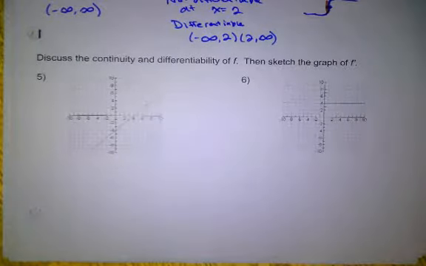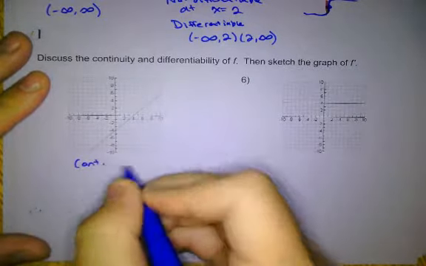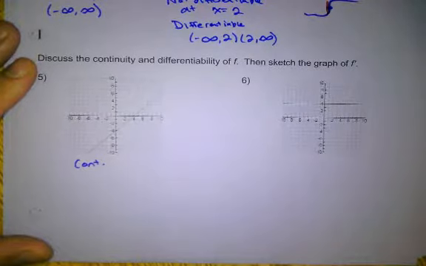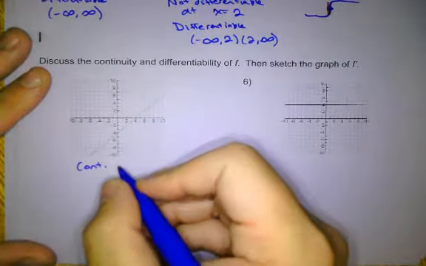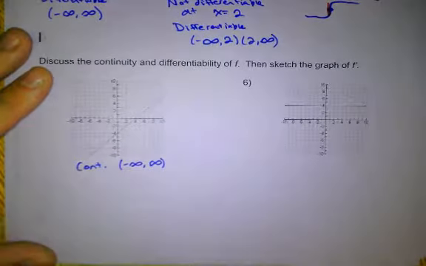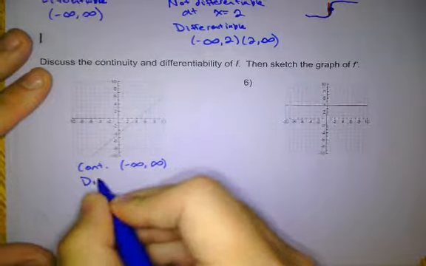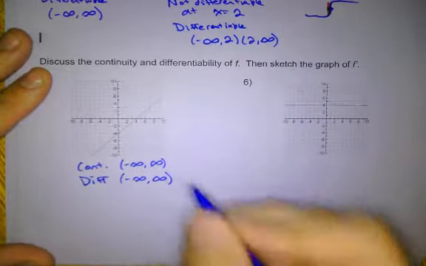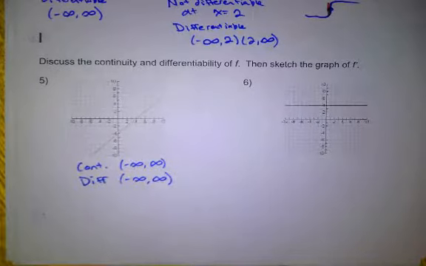Number 5. Is that differentiable? Actually, it says continuity and differentiability. So, is it continuous? This line. Yes, it's continuous from where to where? Negative infinity to infinity. Is this thing differentiable? Maybe, yes. It's a line, so it's differentiable from negative infinity to infinity. It's continuous. There's no corners and there's no vertical tangents.